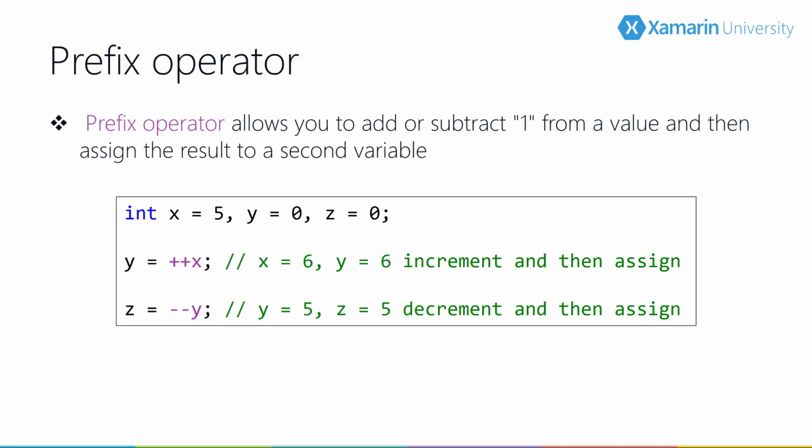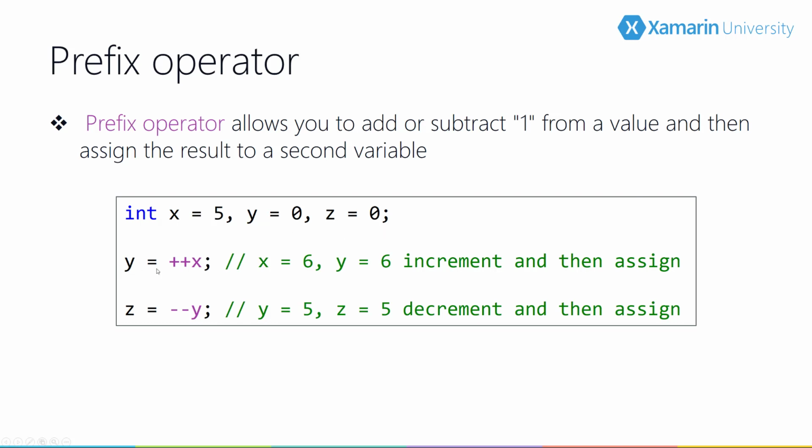So we had these operators. These are the first ones. These are called prefix operators. We have plus plus and minus minus for increment and decrement. So if you look at this code, it's a little bit confusing, so let's step through it together. So we have int x equals 5, y equals 0, z equals 0.